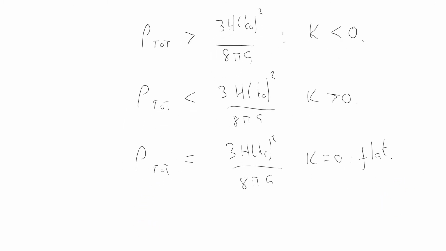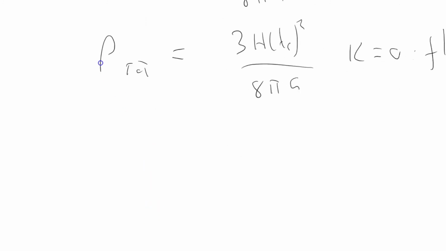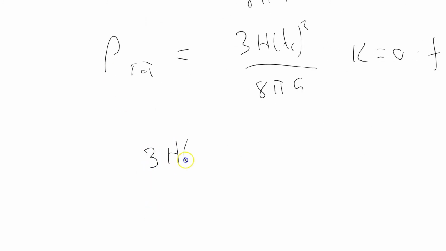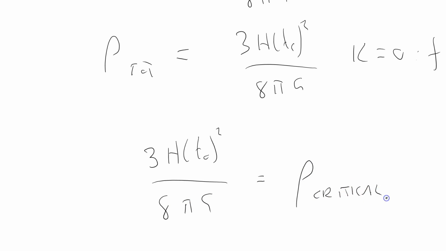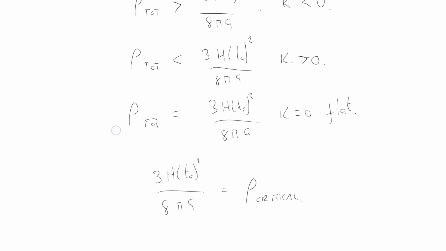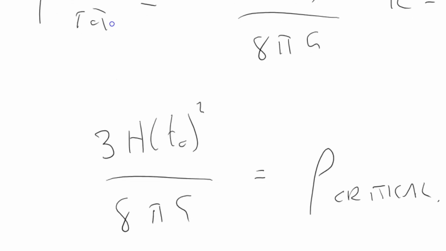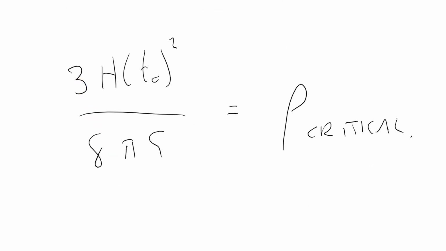Well, that's quite nice. We say that 3 H of t0 squared over 8 pi G equals rho critical, because it's the critical density for the whole universe to determine its curvature. Well, that's quite nice, isn't it?